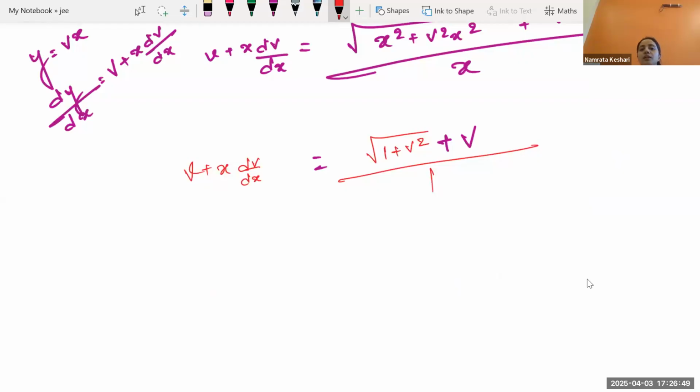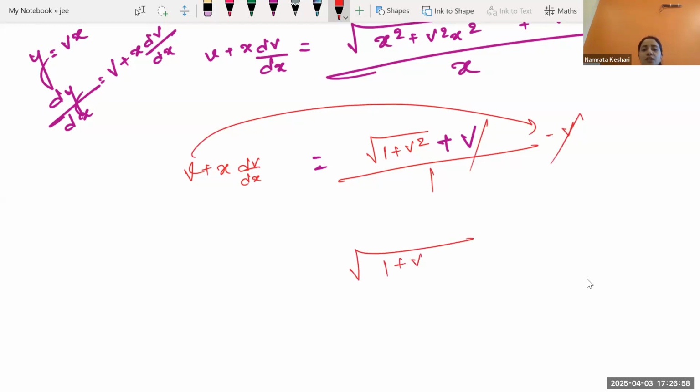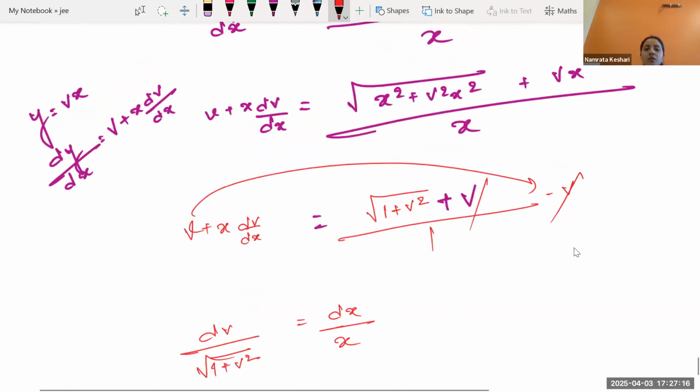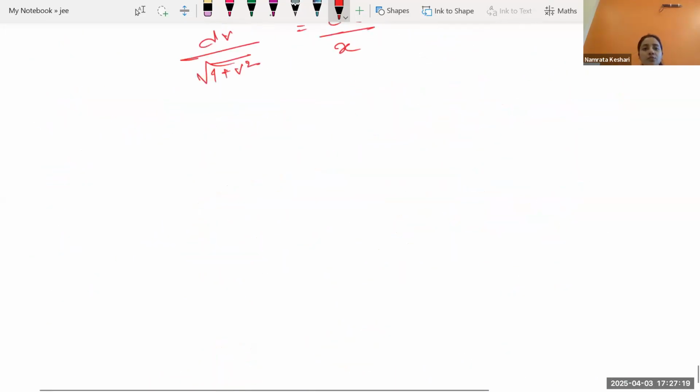So then we can take this v to this side; v minus v is gone. We are just left with root of 1 plus v². And now this is very simple: dv by the root of 1 plus v². We can use the formula for 1 over the root of a² plus x², right? Yes, so you will be able to continue from here. Let's do the next one.